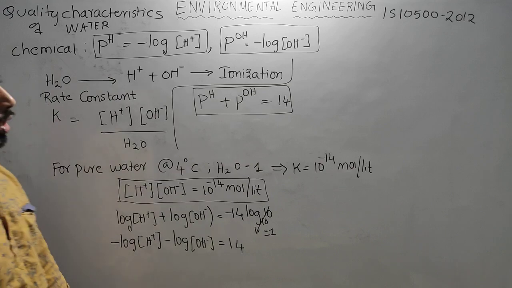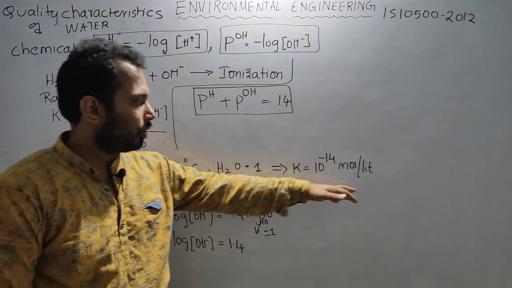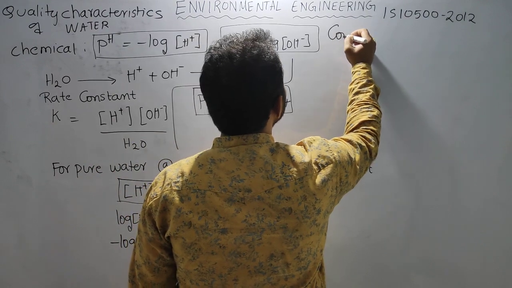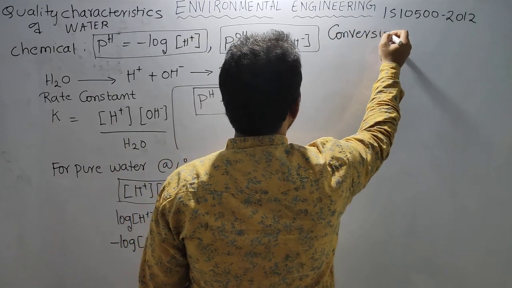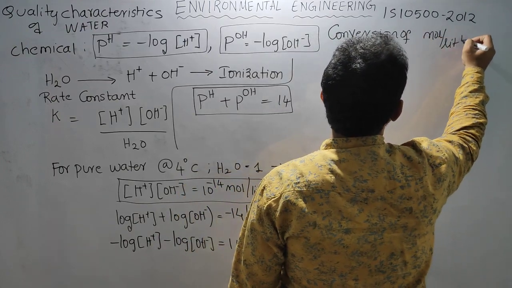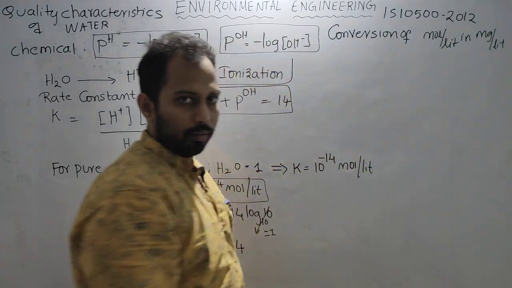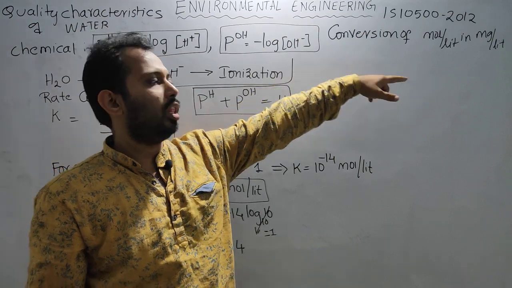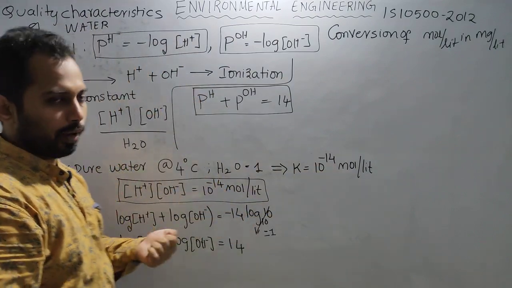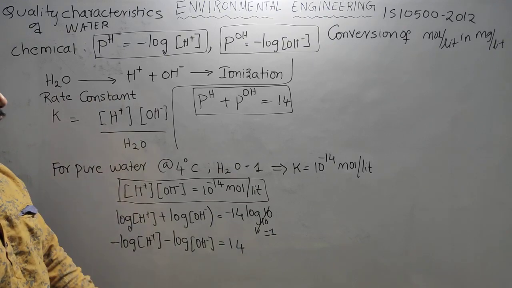And one more conversion we need to learn here. Generally everything here, if you look, is in mole per liter. So conversion of mole per liter into mg per liter, because we want all the limits in mg per liter, because we see the limits in the code in the form of mg per liter, but in chemistry in the majority of cases we find mole per liter. So how to convert mole per liter into mg per liter?